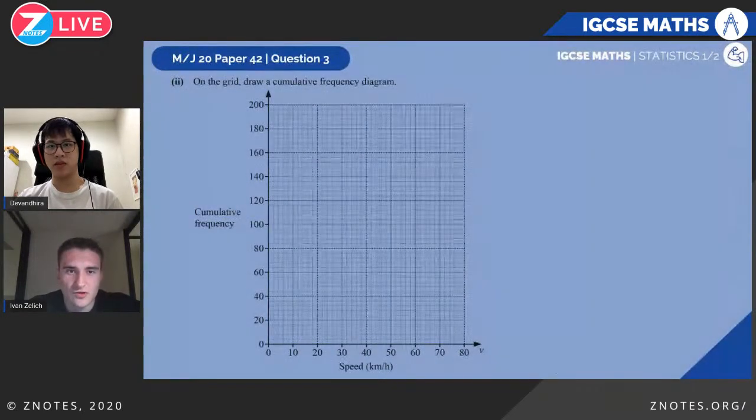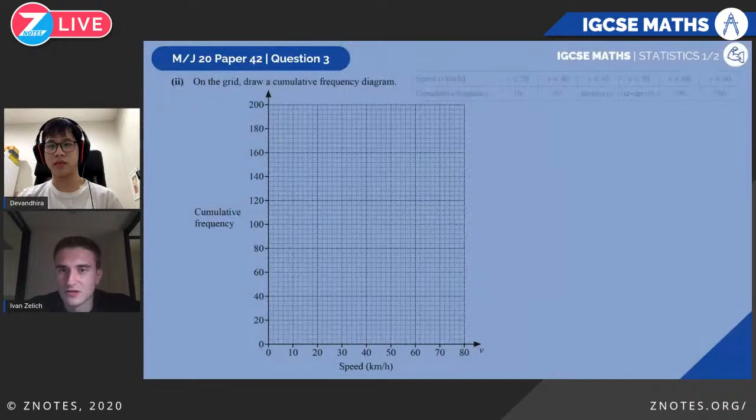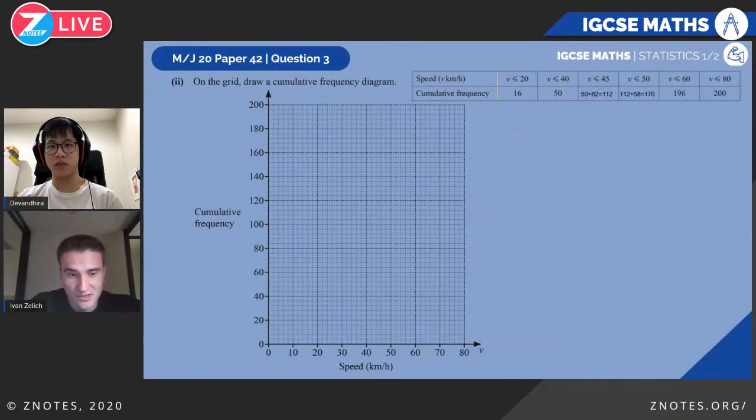So on the grid, draw a cumulative frequency diagram. Of course, it's much easier when you have the table with you. So for the table here, we need to be careful. What we need to do is actually draw a cumulative frequency graph. And as Devan pointed out to me, these graphs are actually continuous. They're smooth, so I've drawn them with lines.